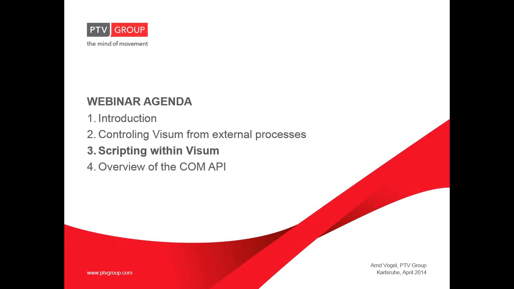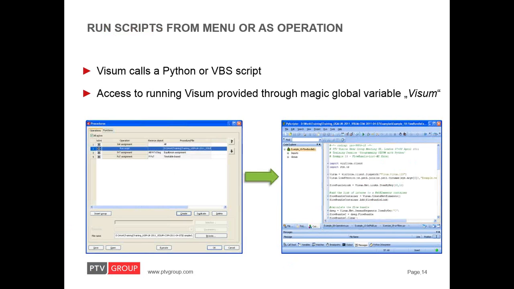Okay, so for now that's all about controlling Visum from external processes. We will now have a look into scripting from within Visum. So this approach is in a way the other way around, as we've seen before. Thereby now, scripts are launched from within Visum.